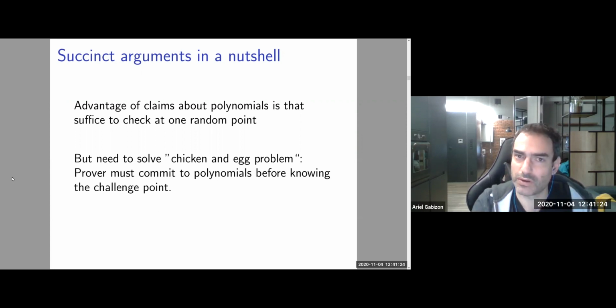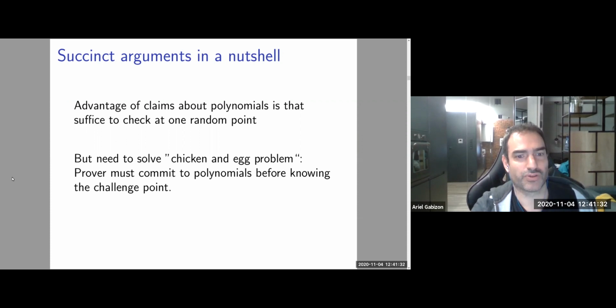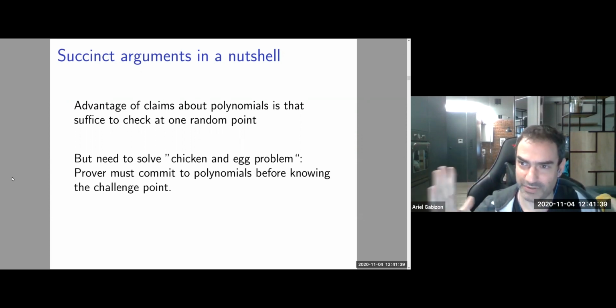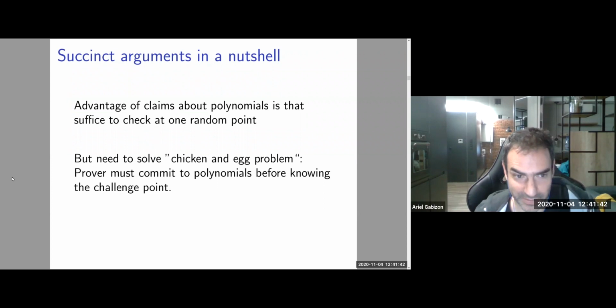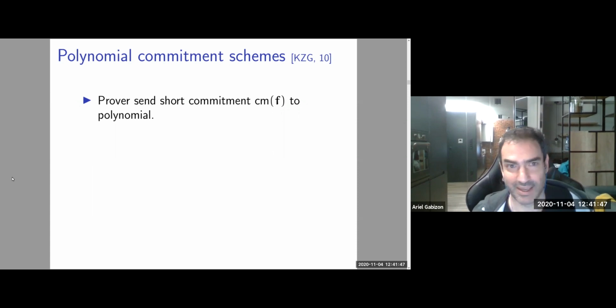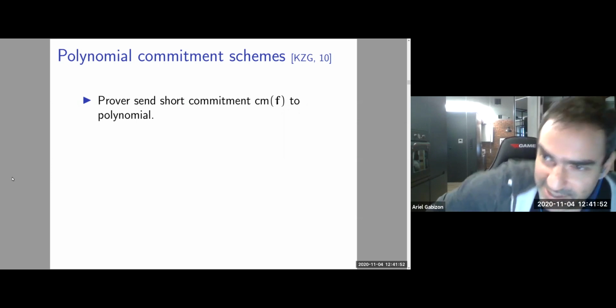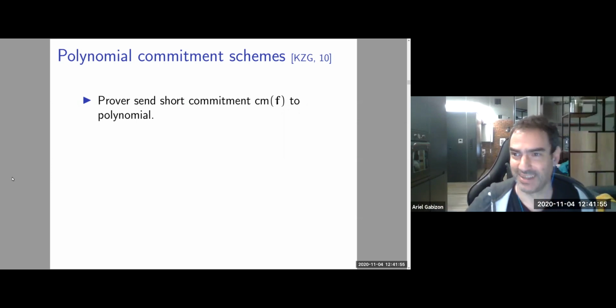But also, what's happened in the last decade is that people have used cryptography to address this problem. The primitive that's relevant here is what we can call a polynomial commitment scheme. This notion was first defined in the work of Kate, Zaverucha, and Goldberg, which has become extremely important, in particular in the practical zero knowledge space.